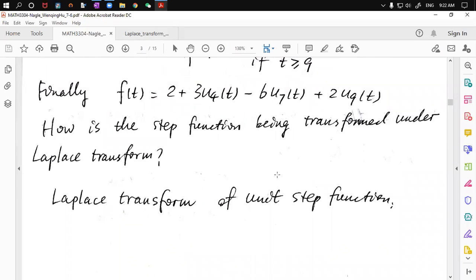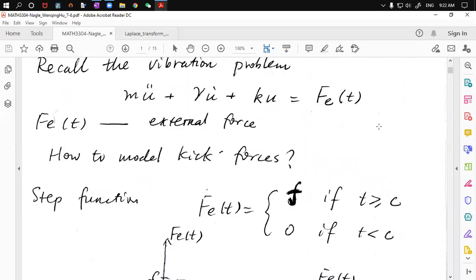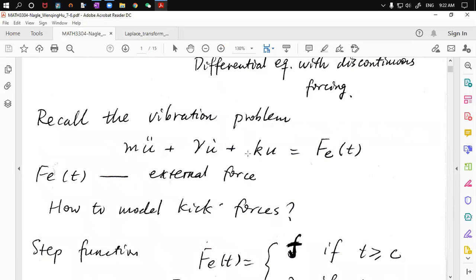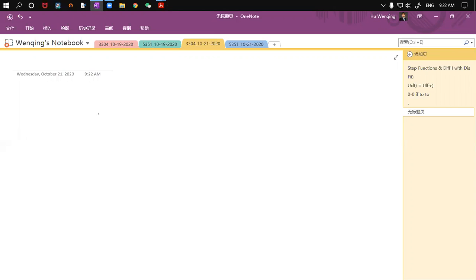Okay. Now let us look at the theme of today's lecture. What is the theme of today's lecture? Well, the theme of today's lecture is to consider the differential equation, the vibration equation with jumps, right? So, for example, we can consider a vibration equation: m u double dot plus gamma u dot plus k u is equal to, let's say, an external forcing multiplied by a unit step function. How are we going to solve such a differential equation? Well, we would like to use Laplace transforms.